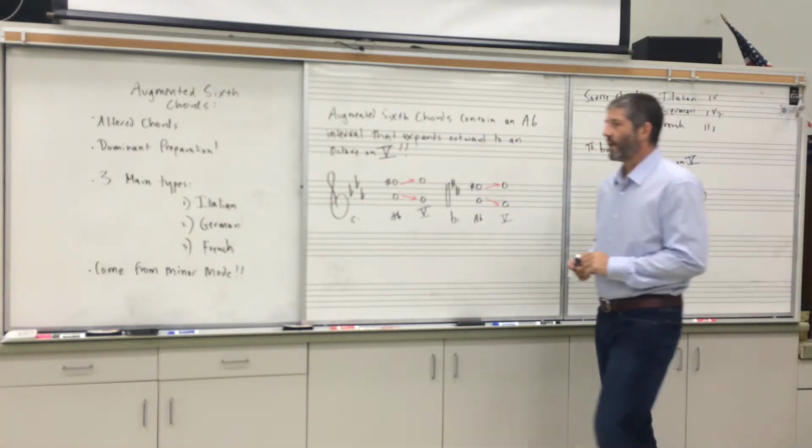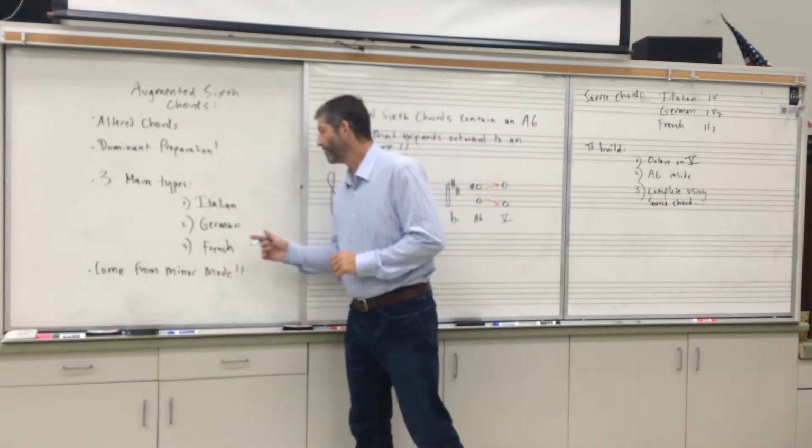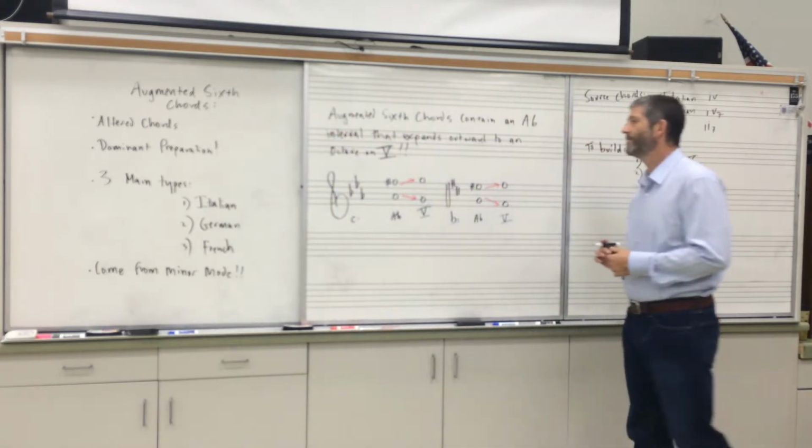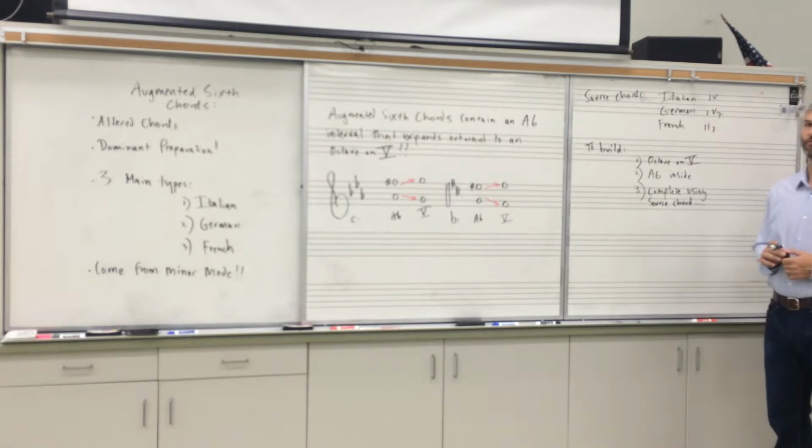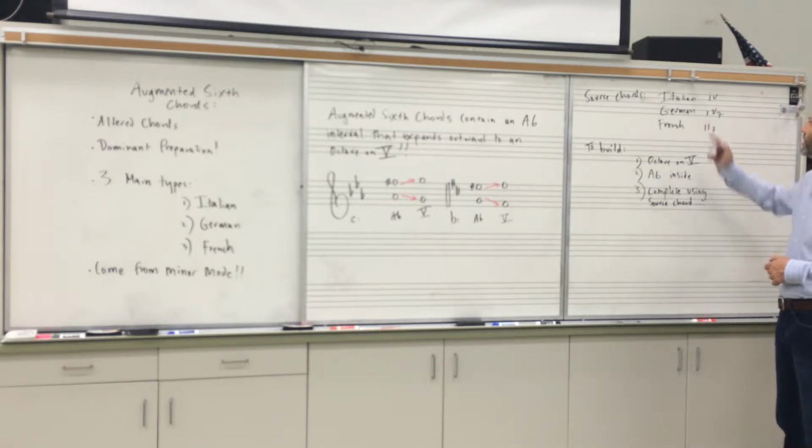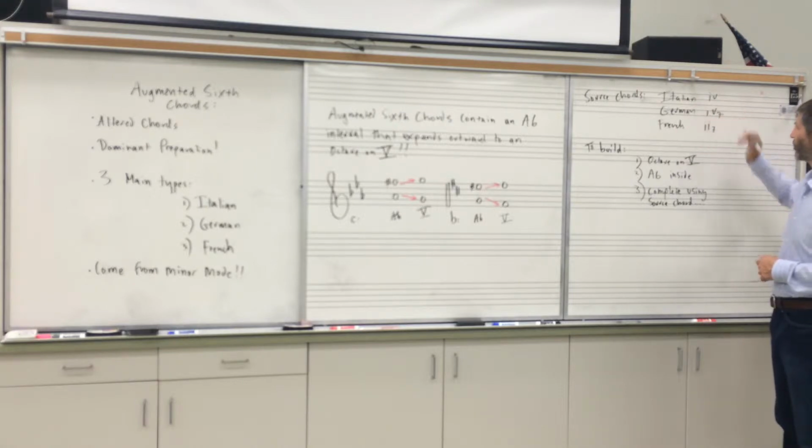With respect to the Italian and the German and the French, how do you tell the difference? Well, the easiest thing is to think of these chords as being drawn from source chords. The Italian source chord is a 4 chord. The German is a 4-7, and the French is a 2-7.